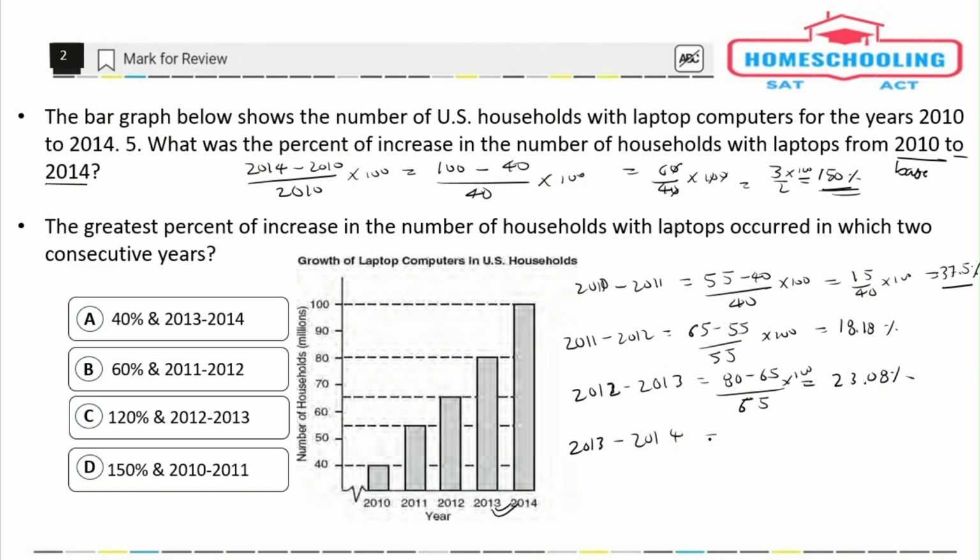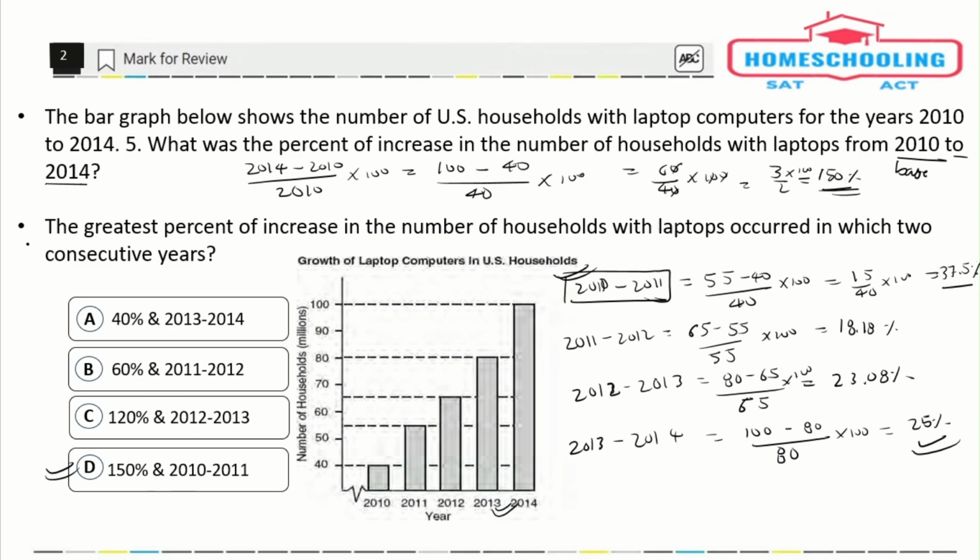In 2014 it was 100. The base here is 2013, that is 80, so 20 divided by 80 into 100, that would be 25%. So if you had answered your question as per the graph, you would have answered this. But after solving, you can see the highest increase in percentage was between 2010 to 2011. So this is going to be the correct answer. Option D, the percentage increase was 150%.